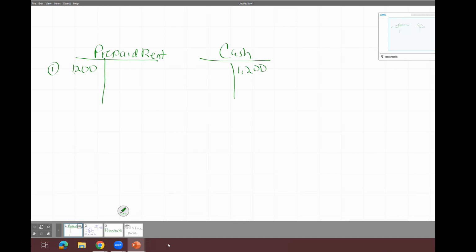So now how do I get it out of here? What do I have to do to prepaid rent to remove it? Credit? Yeah, good. So I'm crediting prepaid rent for $1,200. What's my debit? This is as of October 31st, right? Halloween.